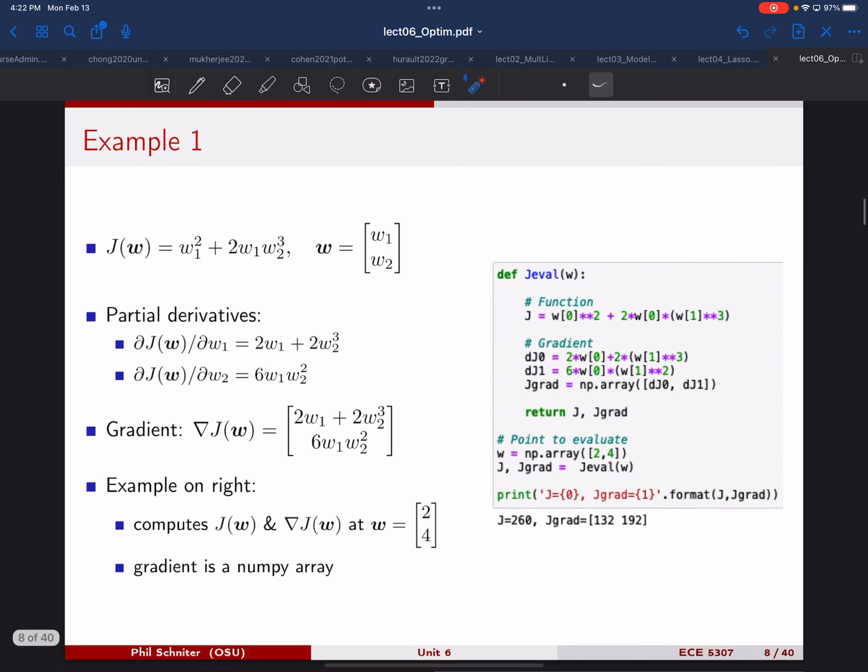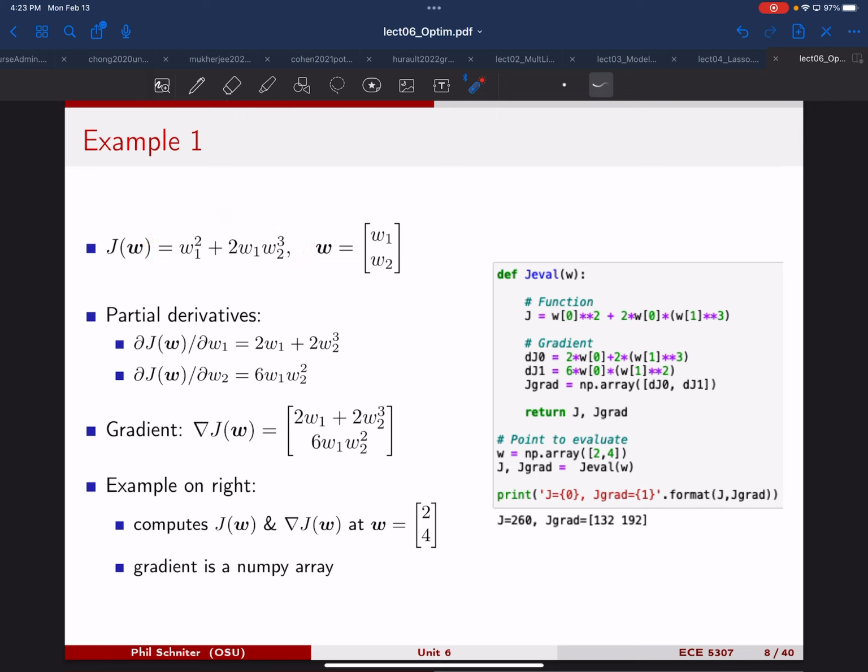Okay, so let's just look at some concrete examples, make sure we understand this. So maybe I have this function J of 2 coefficients W1 and W2, and this is just a simple function that we can work with. So if I want to compute the gradient vector, then what I have to do is look at the partial derivative of J with respect to W1. So that's pretty easy to do from inspection, right? What's the partial derivative of this with respect to W1? It should be very easy, right?